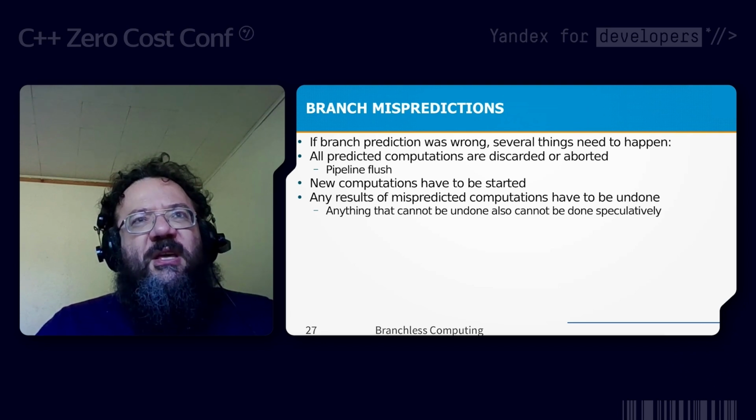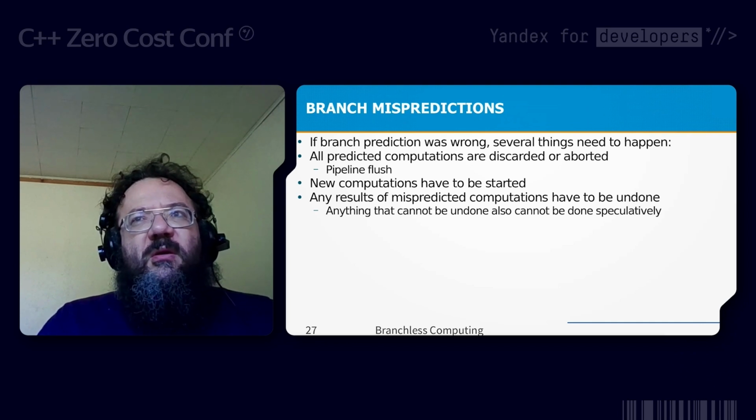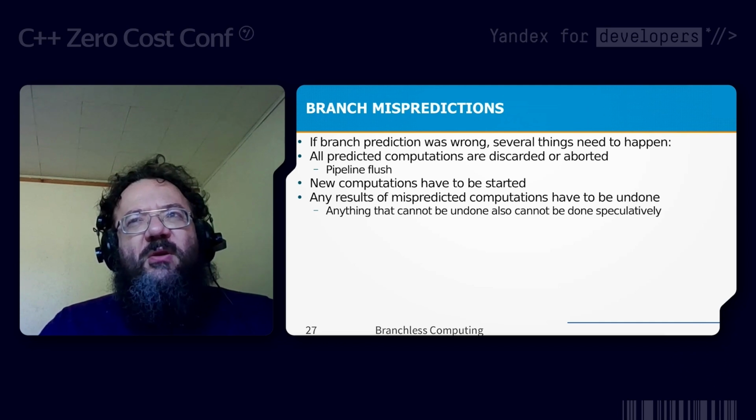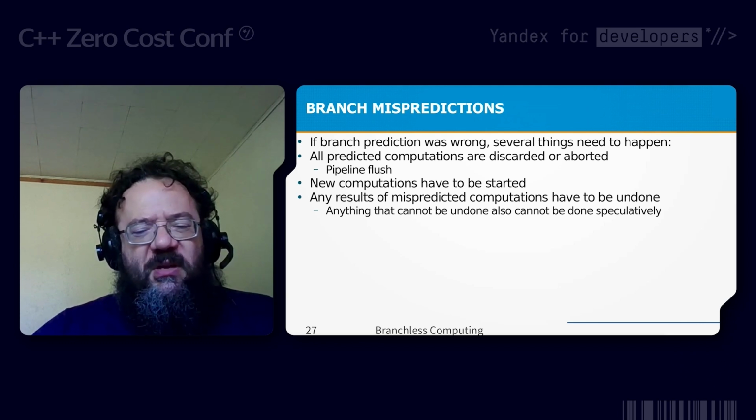Well, what about things that cannot be undone? For example, if we wrote something into memory, the old content of the memory is gone. There's no way to undo it. Memory has no backup. What about something more dramatic? Maybe we accessed the array past the end of the array and we crashed. How can you undo if you already crashed? Anything that you cannot undo, you cannot do speculatively. You have to wait.